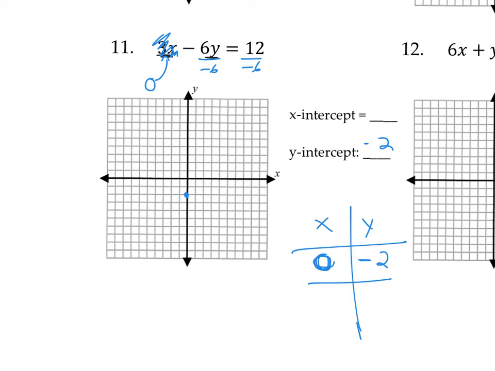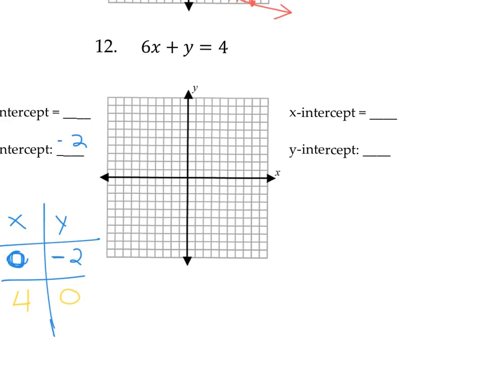X-intercept, I'm going to do the exact opposite of that. So I'm going to plug in 0 for y. So when I plug in 0 for y, 6 times 0 is just 0. So I have a quick equation to solve: 3x is equal to 12. My y value is 0, my x value with it is 4. So my x-intercept is 4. My line looks like that.